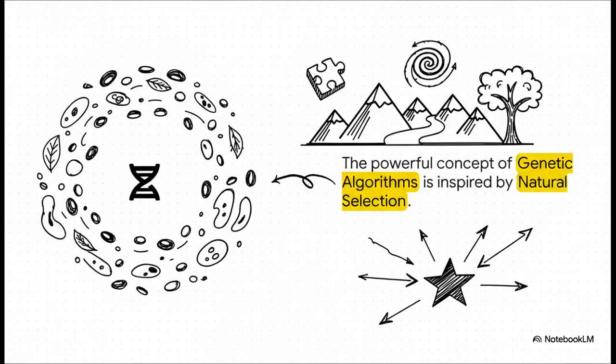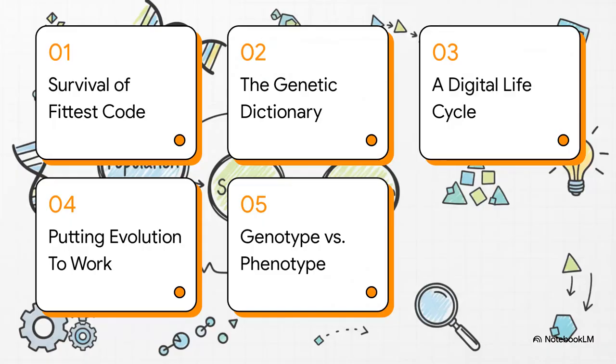The secret sauce here is something we see all around us: evolution. The core idea of genetic algorithms is to take the fundamental rules of natural selection, survival of the fittest, and apply them to code. It's about harnessing billions of years of nature's problem-solving genius to tackle some of our most complex computational challenges. All right, so here's our game plan.